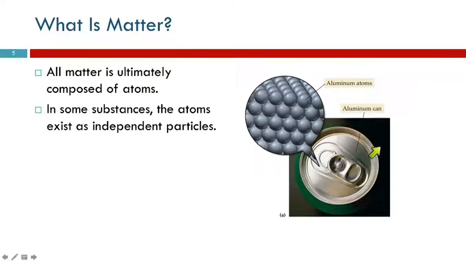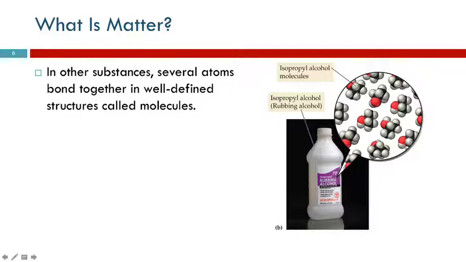Look at the lid of a soda can, an aluminum can. If we were able to zoom in, we would see that it is composed of aluminum atoms, arranged in a particular order. So in some substances, like aluminum, the individual particles are the atoms themselves. In other substances, like this rubbing alcohol, isopropyl alcohol, the individual particles are molecules. The molecules are composed of atoms, but each of the individual particles in this isopropyl alcohol is a molecule.